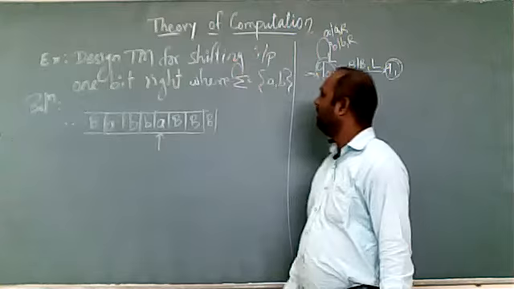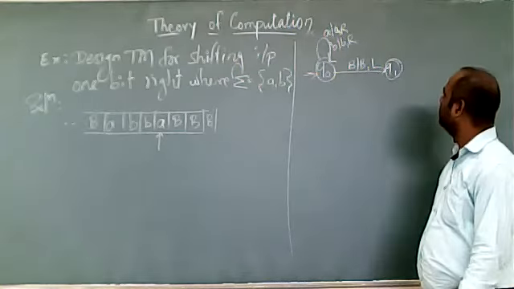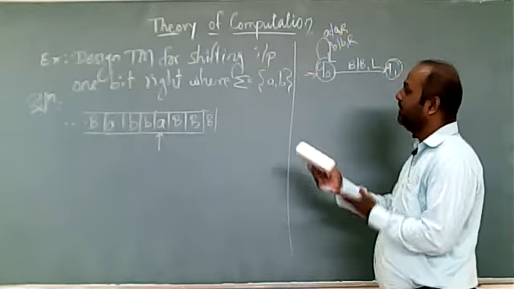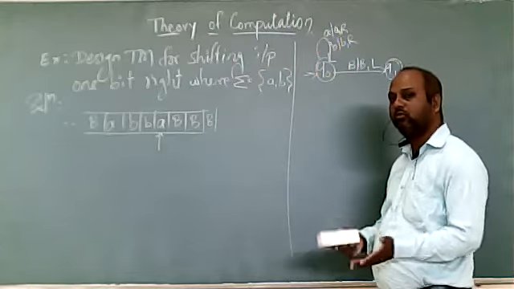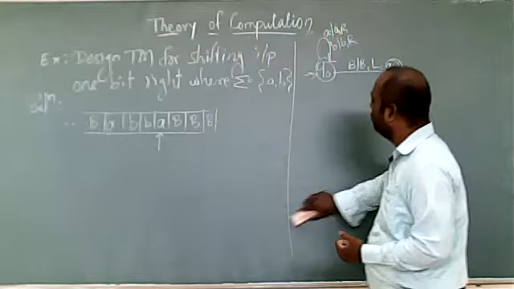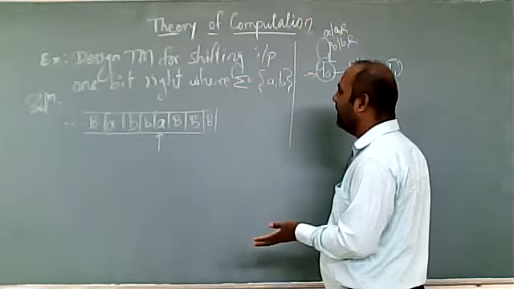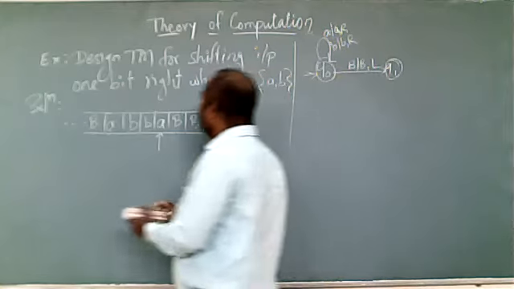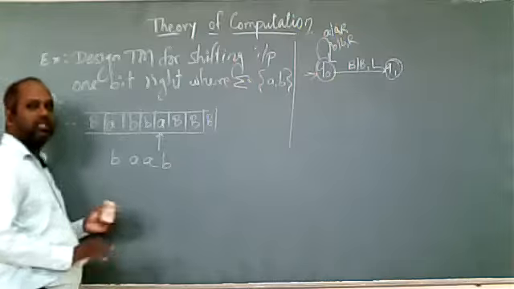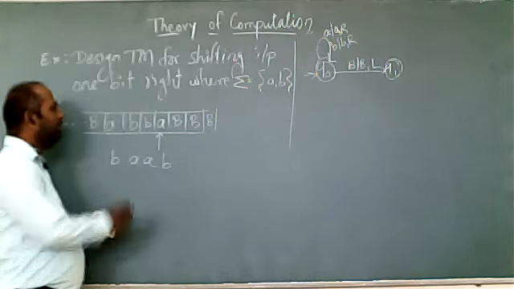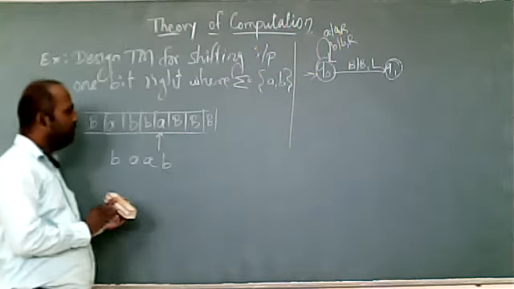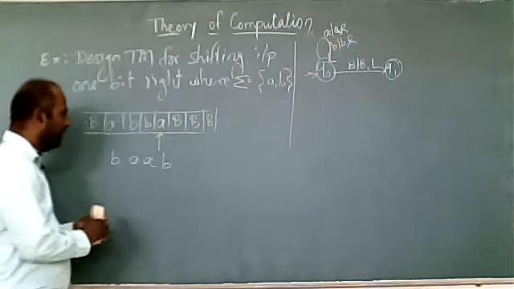Now we are at the last position. We have to check what the input is and shift it right. Here we have two inputs, A and B. We may get A, we may get B, because your string may be B, A, B, since the inputs are A and B. Whatever alphabet we get, we have to shift it right.